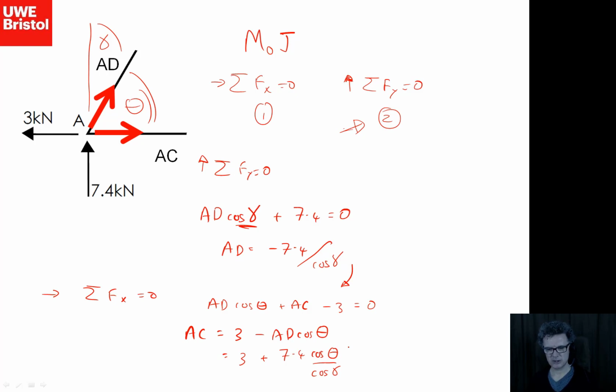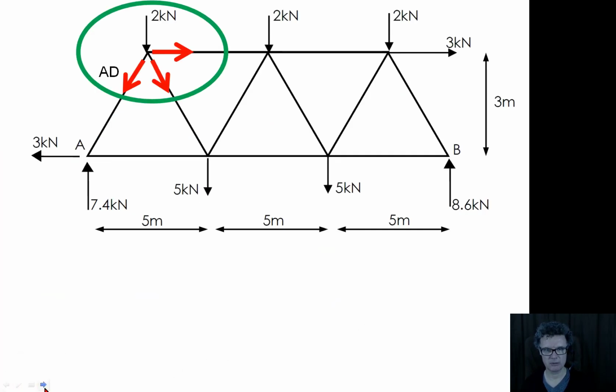Well, first of all, we can see that AC is going to be in tension, because it's going to give me a positive number. Doesn't really matter what my cos theta and my cos gamma are. Possibly it's going to give me a value that's bigger, possibly not, than the AD. But you get the basic idea then, how to do method of joints.